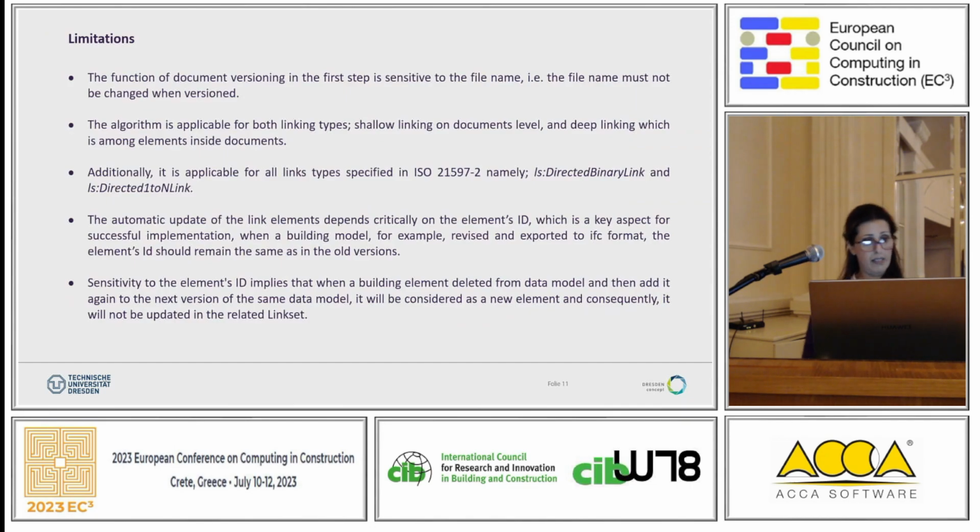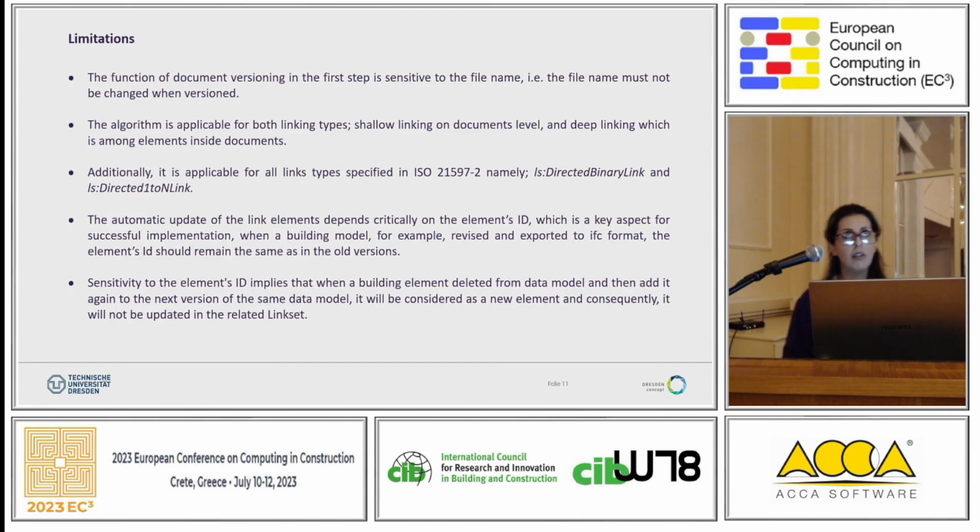So actually, there are some limitations in this approach. The first limitation is the file name, because the checking of the algorithm is dependent on the file name itself. And the most significant limitation here is that the automatic update of the link element depends critically on the element's ID. So it's very critical that the element ID is not changed.